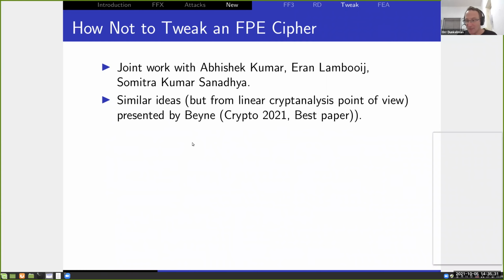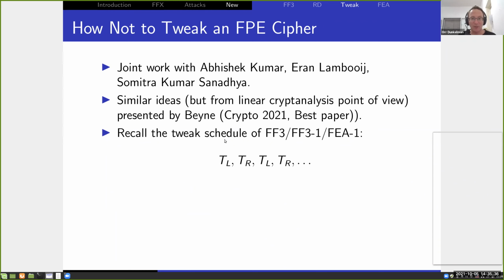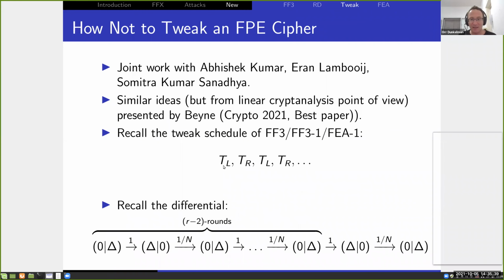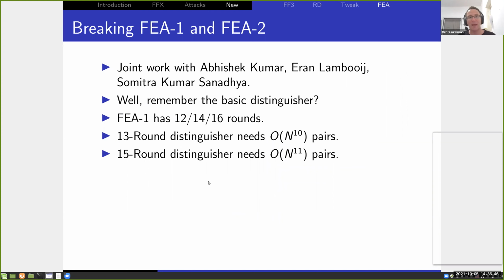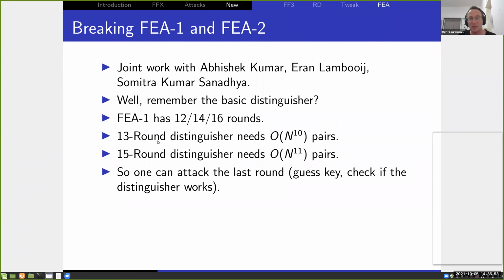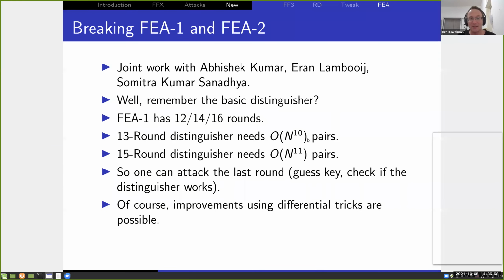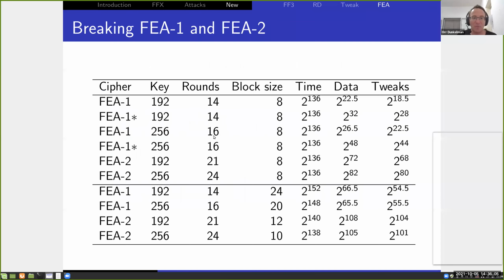Okay, we don't have time, but I'm just going to really mention that there's also an issue of how to make the tweaks, and otherwise you can do much better attacks. If it's TLTR, you can get better results. I'm just going to show you specifically how we break FEA-1 and FEA-2, which are the Korean standards. For example, FEA-1 has 14 rounds when you use 192-bit keys. So the 13-round distinguisher needs order n to the power of 10 pairs. So what we do, we guess the last round key, and we check whether the distinguisher works. This is a standard way to do differential cryptanalysis.